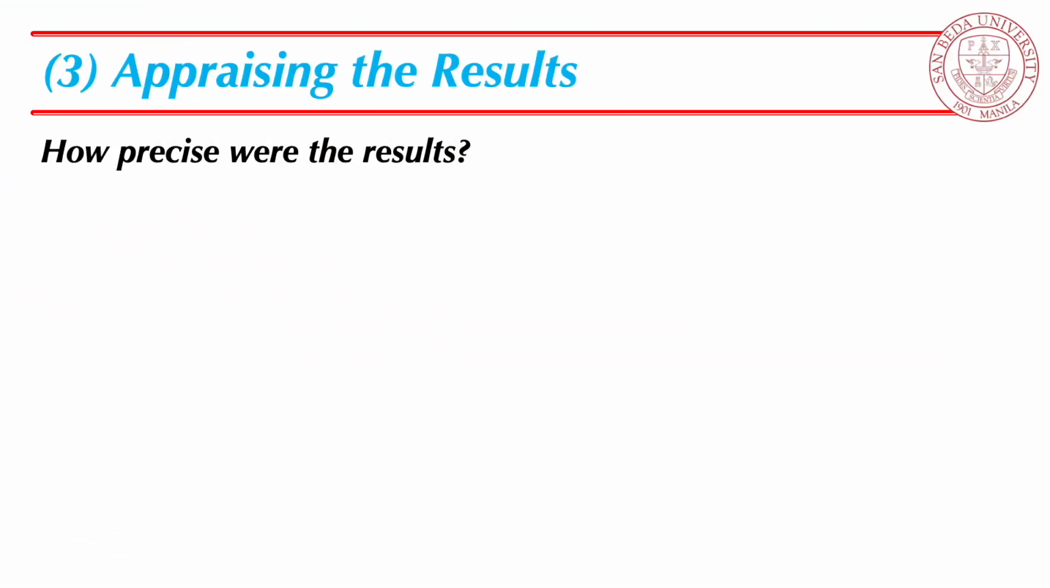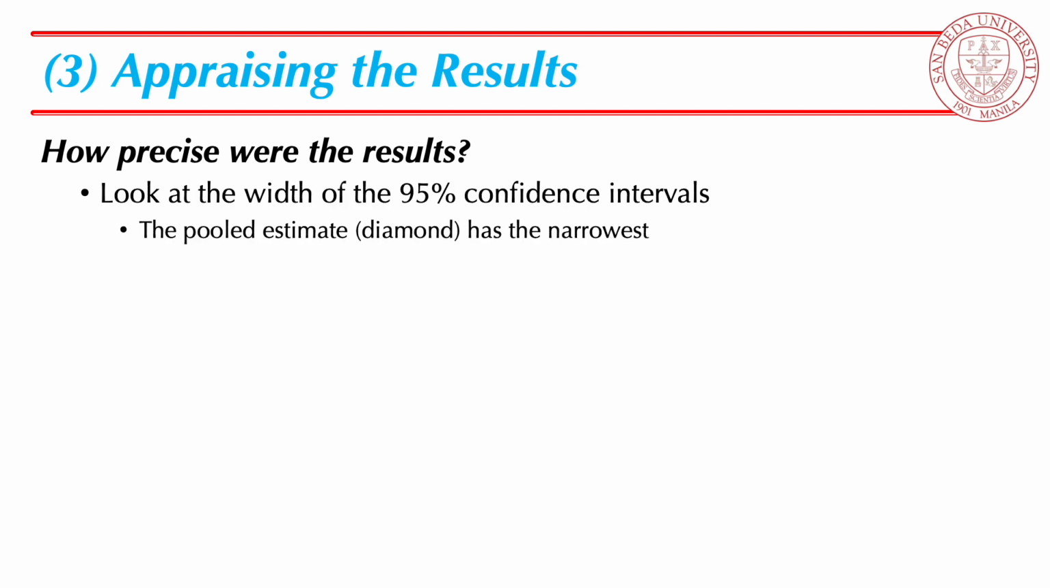The next question under results appraisal is, how precise were the results? Again, we refer to the 95% confidence interval of each study included in the SRMA, and the width of the diamond or pooled estimate. As expected, the overall interval estimate of the diamond is usually narrower than the interval estimate around the individual studies. This gain in precision is the main reason why we do SRMAs in the first place.